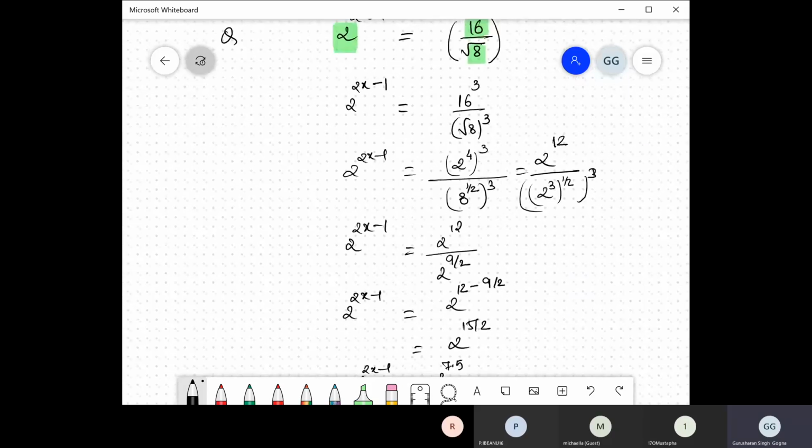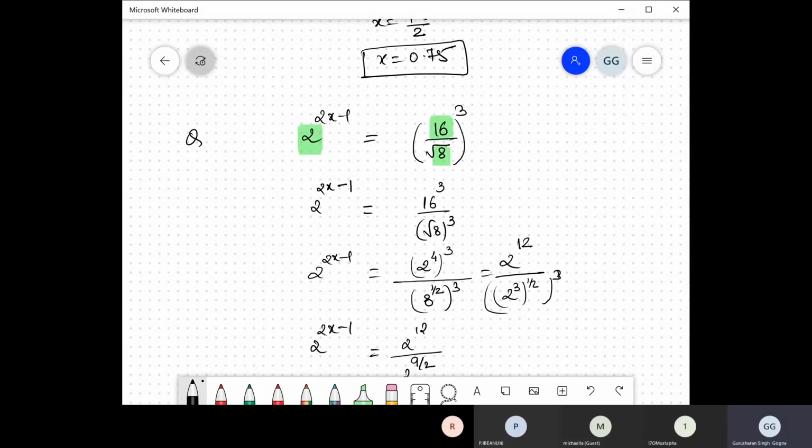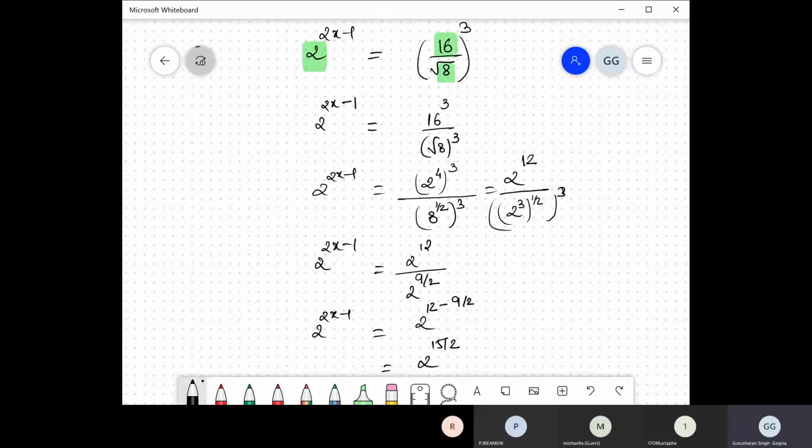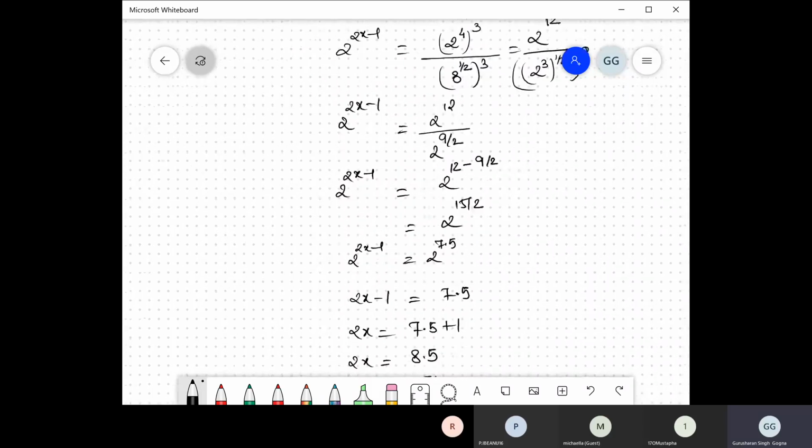Okay, so first we get rid of the bracket. So you transfer power 3 to each of the terms like this. Then we change everything to the power of 2. So 16 can be written as 2 to the power 4. 8 can be written as 2 to the power 3. But in the denominator, you have 2 to the power 3 and then to the power half because there was a square root. And then you have a power 3, another power 3 here because it was there. So power to the power means you multiply the powers. And this is how we solve this.